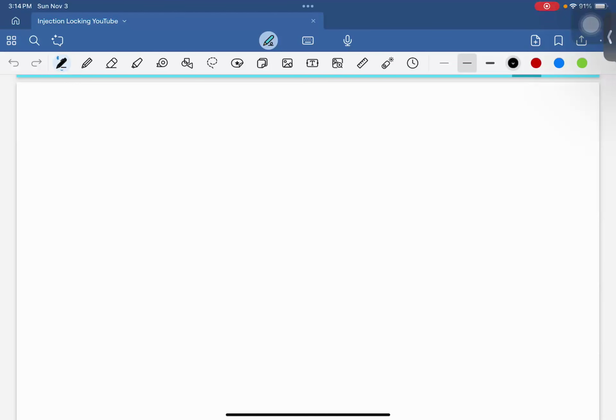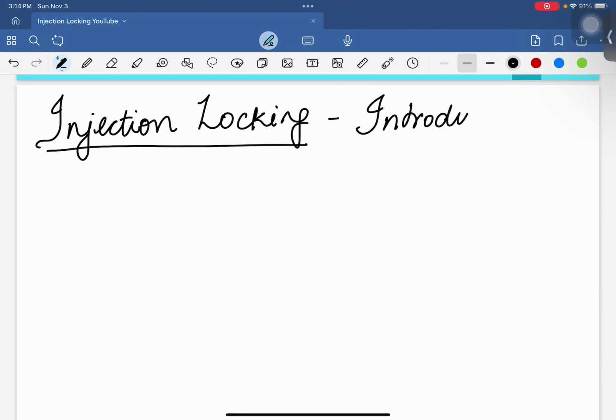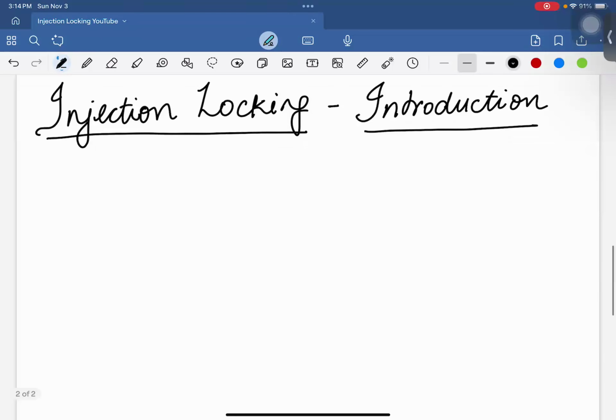Hi everyone. In this video, I wanted to discuss an interesting topic. It is called injection locking, and this is in the context of oscillators and circuits. So in this video, we'll discuss mainly just the introduction, what it is, and the intuitive explanation of why it occurs from a circuit designer's perspective, at least. So let's get started.